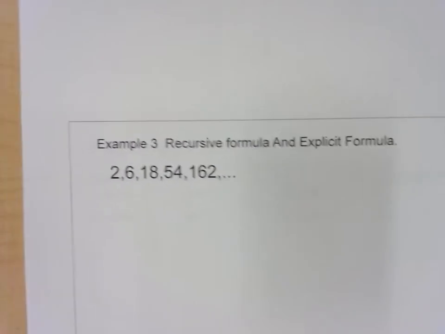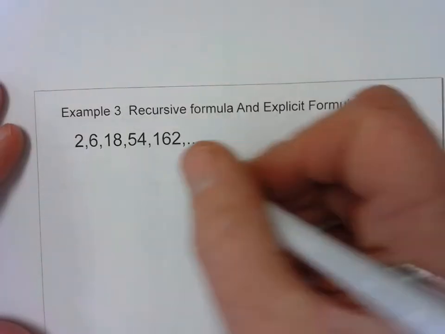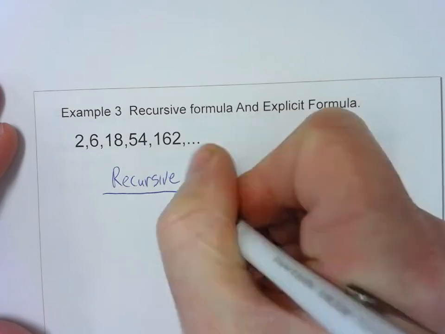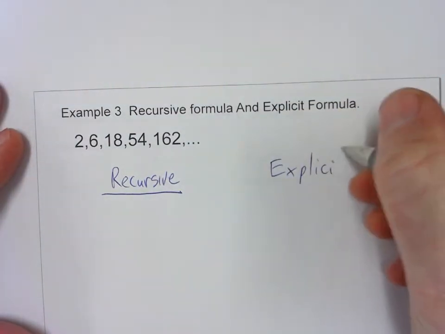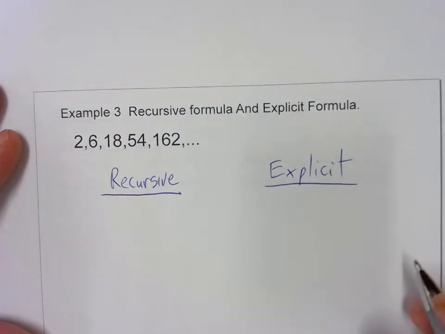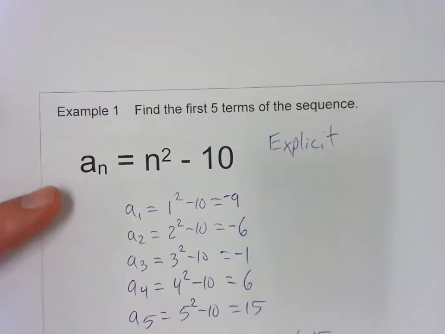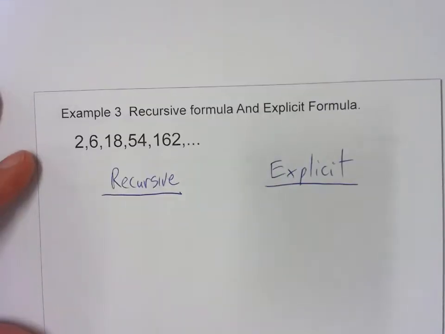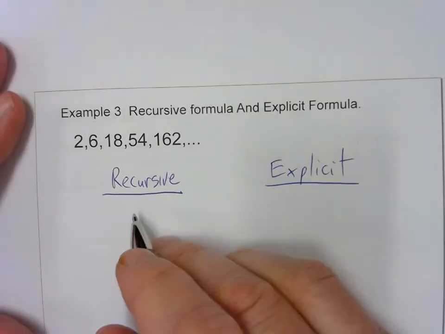Now this example here, we're going to write the explicit and recursive formulas for this. So for the recursive formula, and we've got the explicit formula here. The explicit formula is where you can jump anywhere through the whole thing. So the explicit formula is right this one, where you can jump anywhere that you want to go. So it has a formula for n.